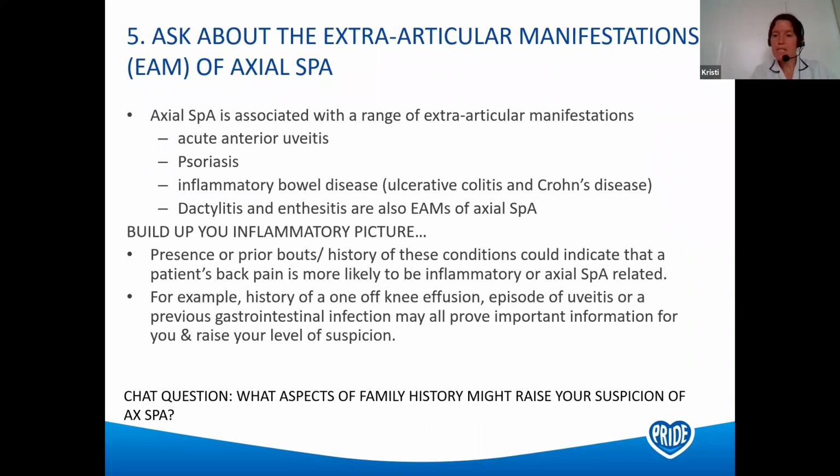So next question then, what aspects of family history might raise your suspicion of axial SpA? What might you ask for family history? Any ideas? Go on, just brainstorm, chuck a few words in the chat for me. Autoimmune disease within the family, yeah. Other autoimmune conditions within the family, yeah, exactly. Anterior uveitis, psoriasis, IBD, so inflammatory bowel disease, not your IBS, but your IBD in the family history as well is quite significant.